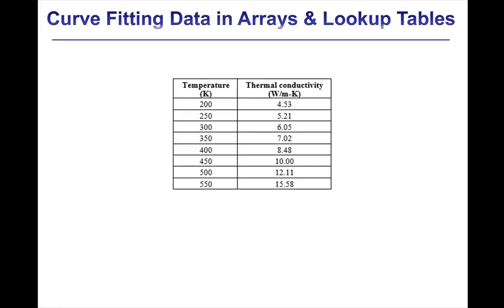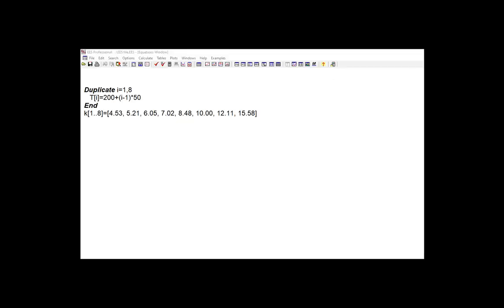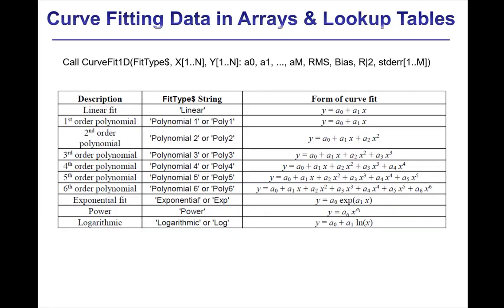So as an example, here are the thermal conductivity as a function of temperature data that were used previously. And we're going to now place these data into an array using a duplicate loop here and array notation for the conductivity. To generate the coefficients of a curve fit to these data, we need to use the curvefit1d procedure because the data are in an array. And the calling protocol for the curvefit1d procedure is shown here.